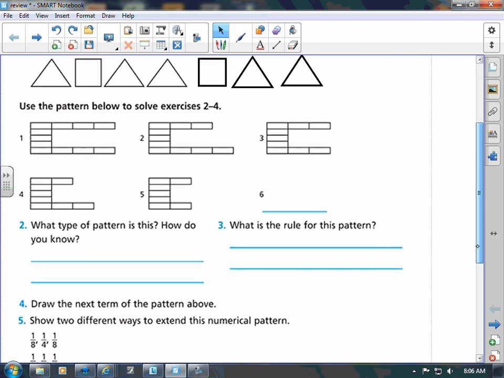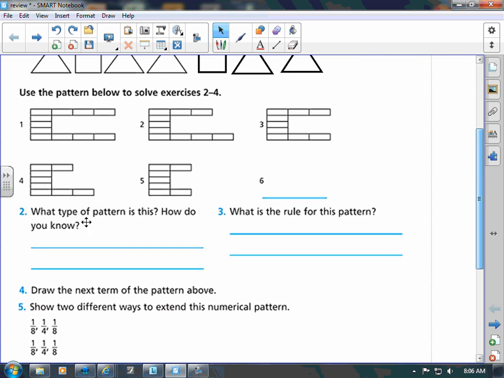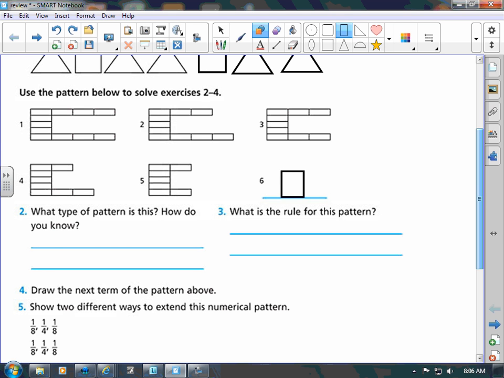The next one is a shrinking pattern. We know this because the shape gets smaller between each increment. They take one off top, one off bottom, one off top, one off bottom. So that's how we know it, and that was the rule. So my next shape for this pattern would be just a long rectangle that had the increments inside of it.